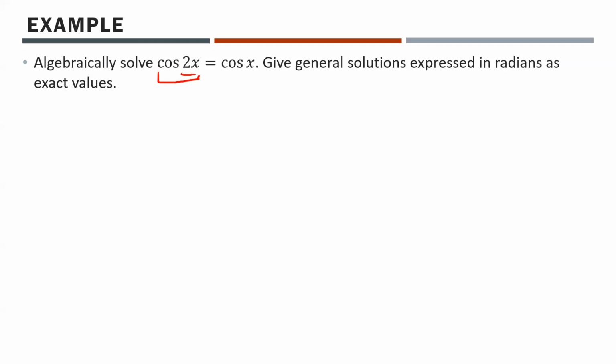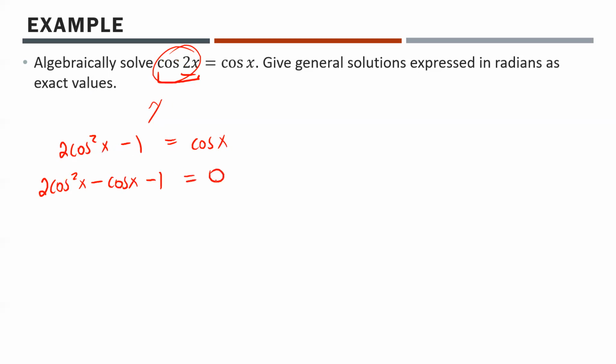Let's pick the one that keeps just cosines. Cosine 2x, according to your formula sheet, could also equal 2 cos squared x minus 1. So how about I replace that right away? This becomes 2 cos squared x minus 1 equals cosine x. So I just replaced my double angle identity with this. Now everything's in terms of cosine. This is a pretty clear quadratic kind of cosine question. So let's bring the other cosine over to the other side. This is going to give me 2 cosine squared x minus cosine x minus 1 equals 0.